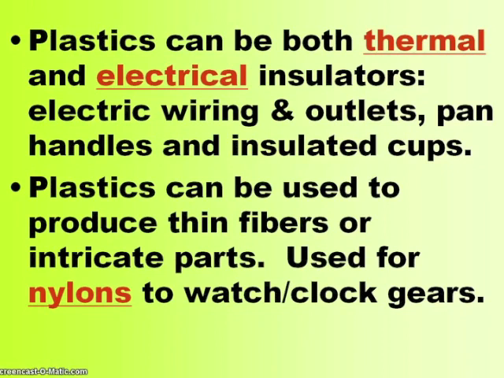And again, like I alluded to earlier, they can be used to make really thin parts or fibers. Imagine taking apart a watch and seeing all the clock gears inside there that are moving around. So plastics can be used to make some very fine, intricate, detailed pieces or parts. And they're going to be a lot cheaper than metal. They're going to be lighter than metal.